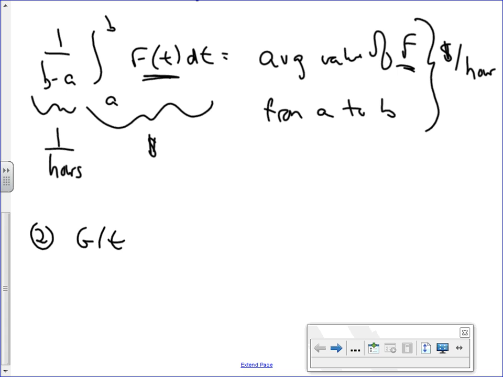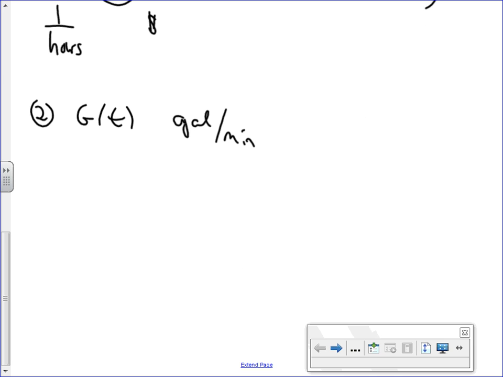If I tell you that G of t is in gallons per minute, so if G of t is positive, then water is flowing into something. If G of t is negative, then water is flowing out. Something's increasing, something's decreasing. So what would the units be if I take the derivative of gallons per minute?